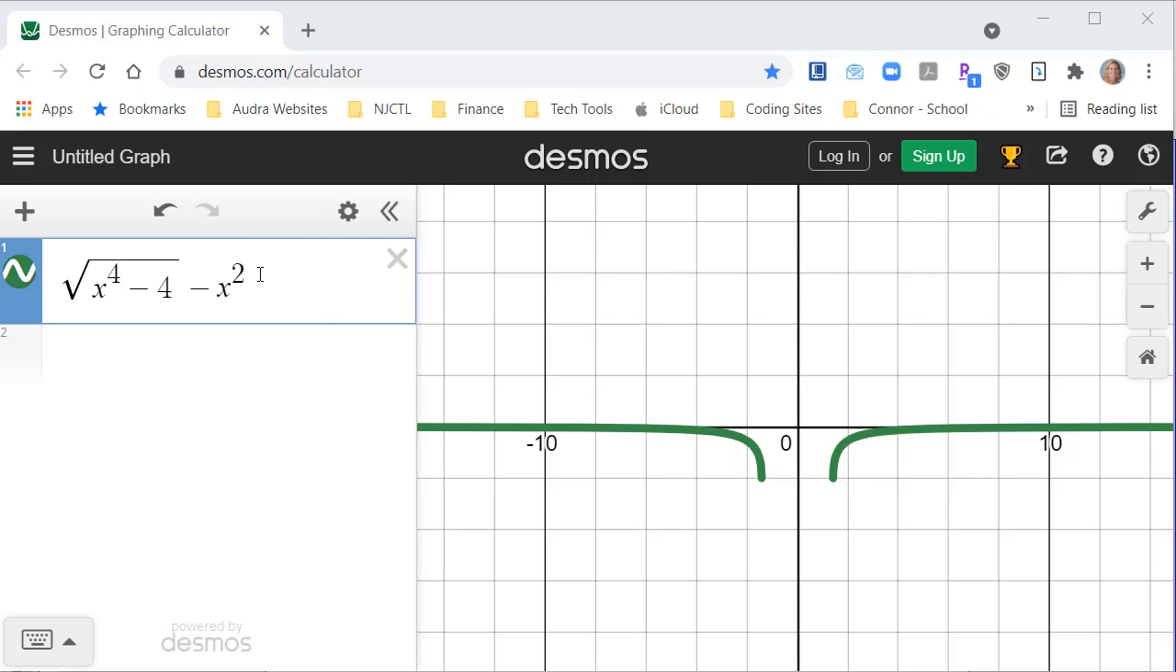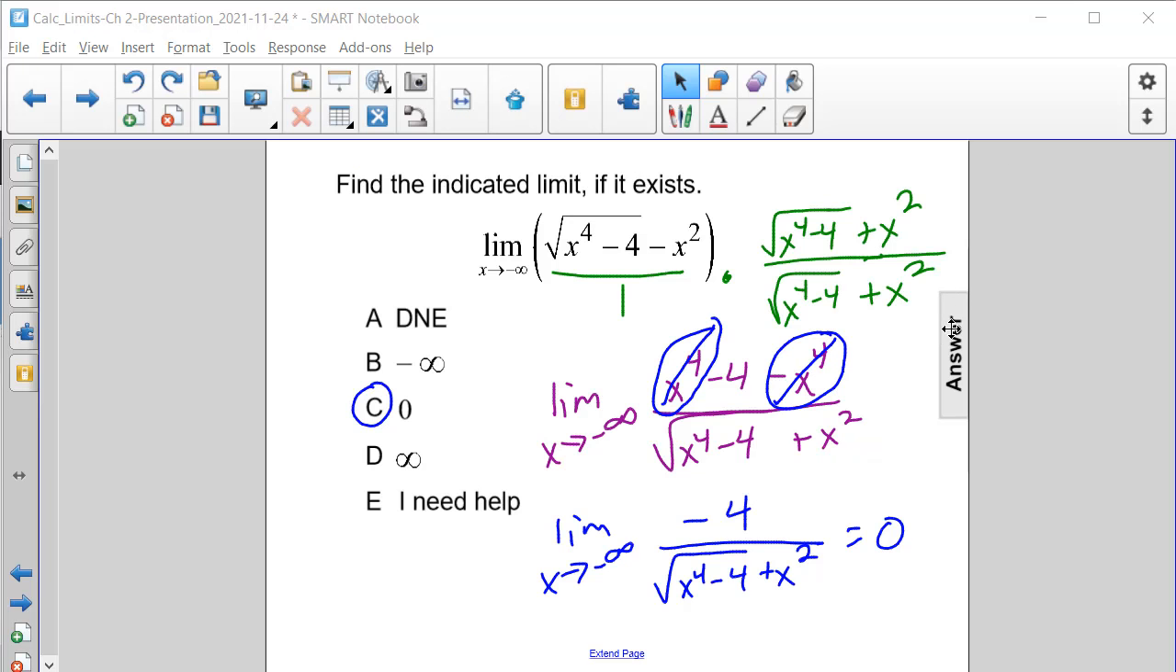And if we look at this graphically, we can clearly see that as x is approaching negative infinity, our function is indeed approaching 0. So that verifies the solution that we found. Answer choice C, 0.